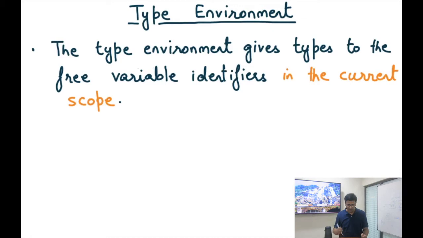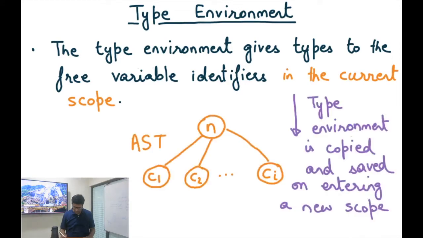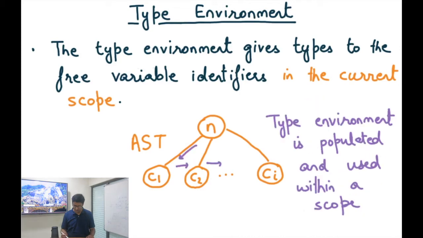All right, and this includes the types of the free variables that were declared in the parent scopes or the parent scope and things like that. If this is an AST node N and it has children c1 through ci, then the type environment is copied and saved on entering a new scope, just like a symbol table is copied and saved on entering a new scope. And the type environment is populated and used within the scope, right? Just like a symbol table is populated and used within the scope.